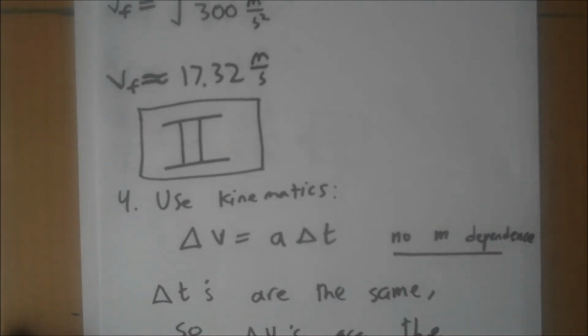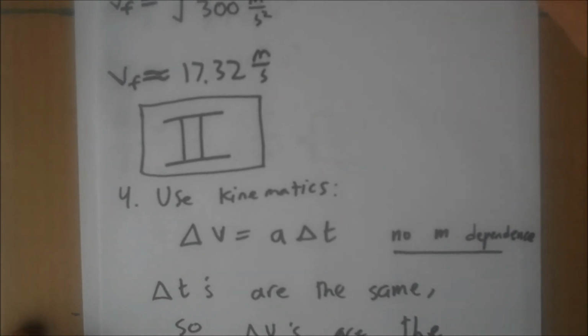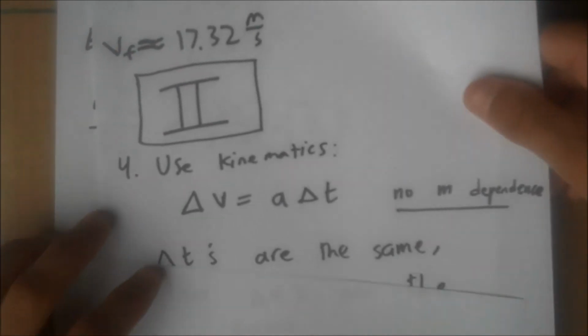And this makes intuitive sense. If all things take the same amount of time to fall the same distance, they should have the same velocities at every point through flight. This comes from physical intuition.